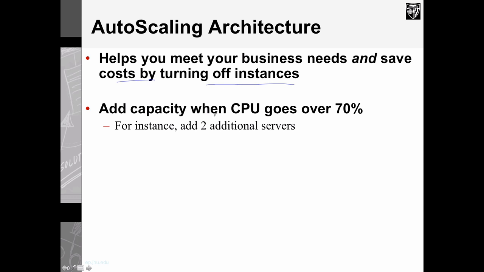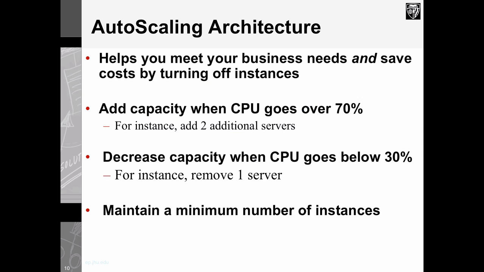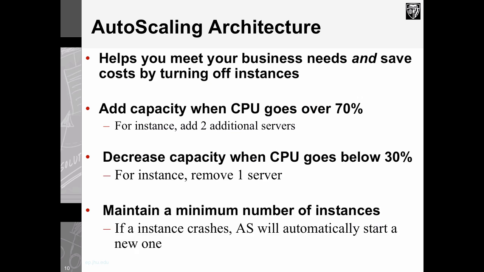So let's say we want to add capacity when the CPU of our instances goes over 70%. In that case, what we want to configure is we want to add 2 additional servers when our CPU goes over 70%. And finally, we can configure autoscaling to maintain a minimum number of instances in our applications. So if one of the instances crashes, autoscaling will automatically start an instance and replace the failed instance. So this is a separate feature.